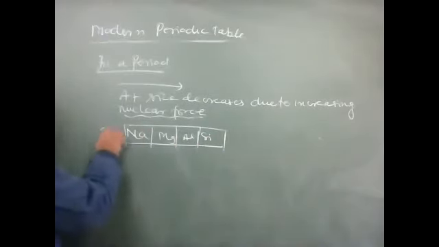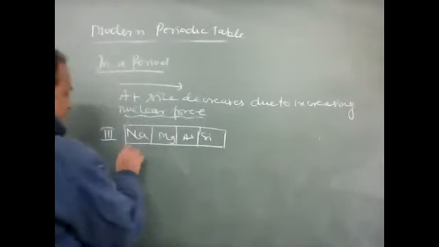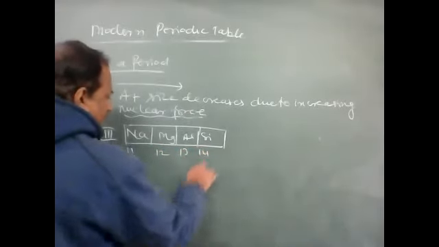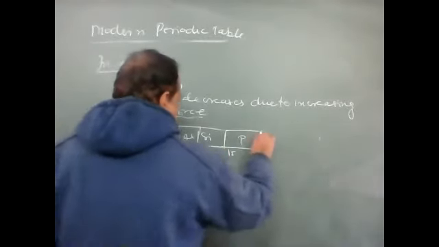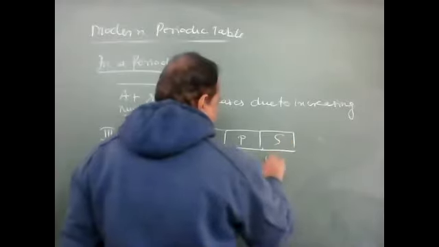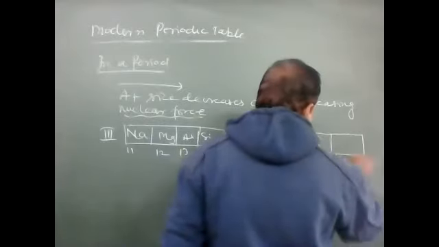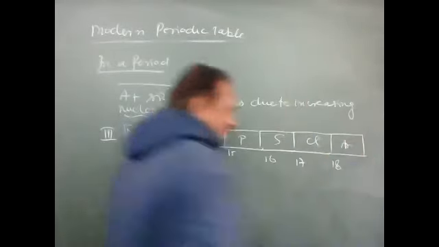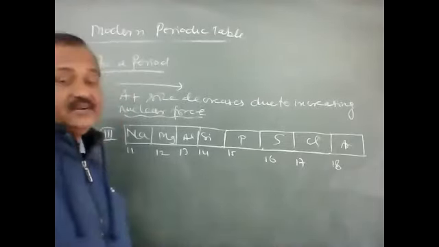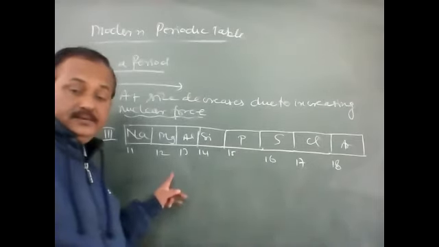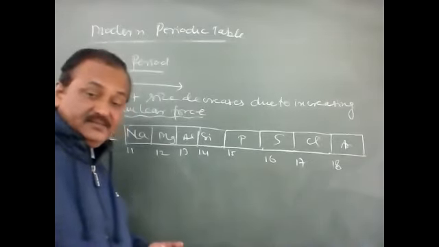This is the third period. Number of electrons here 11, 12, 13, 14. Let it be 15. There will be phosphorus, then sulfur 16, then chlorine 17. Here, coming to argon 18. Just I have written. So progressively there is an increase in the number of electrons, but atomic size decreases.